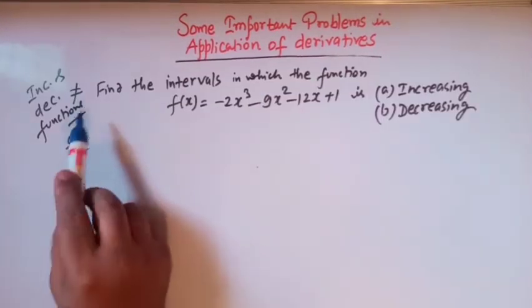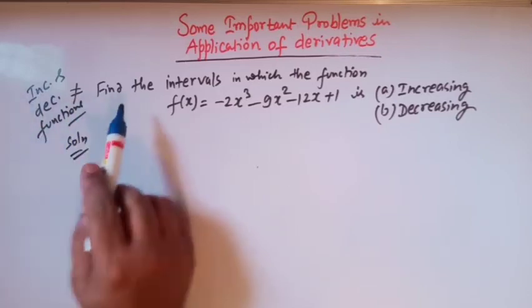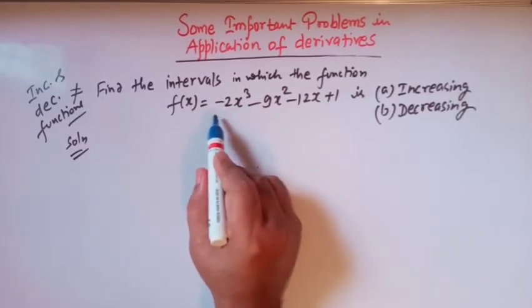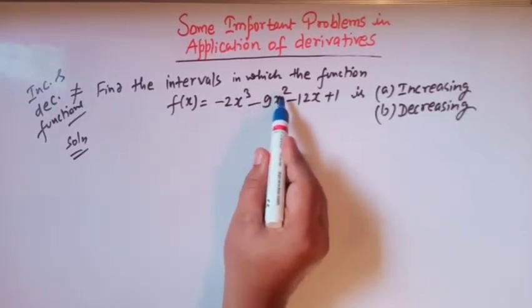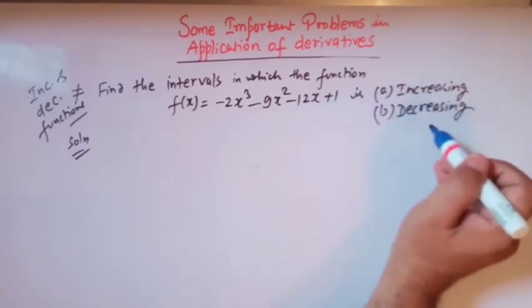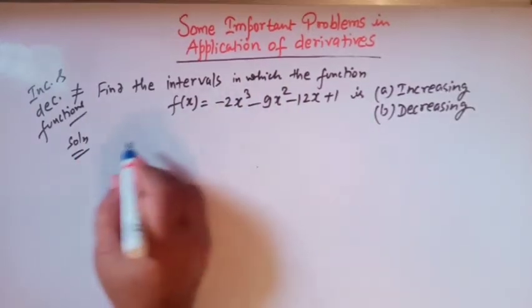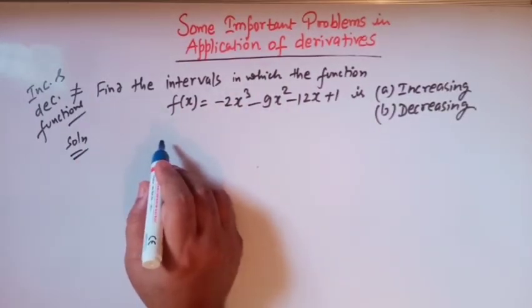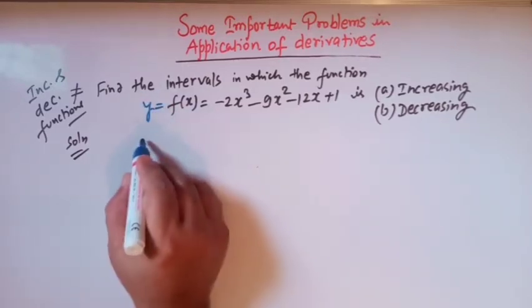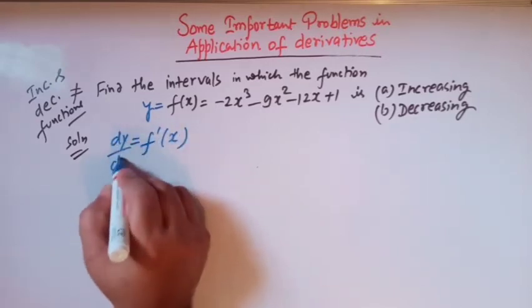Now viewers, let us take this problem which is from increasing and decreasing functions. So find the intervals in which the function f of x is equal to minus 2x cube minus 9x square minus 12x plus 1 is increasing or decreasing, right? So here again the derivative plays an important role. So let us take it as y. So let us first find the derivative, that is dy over dx.